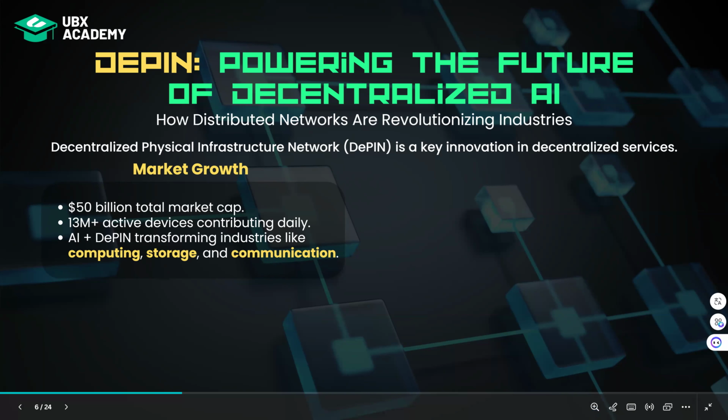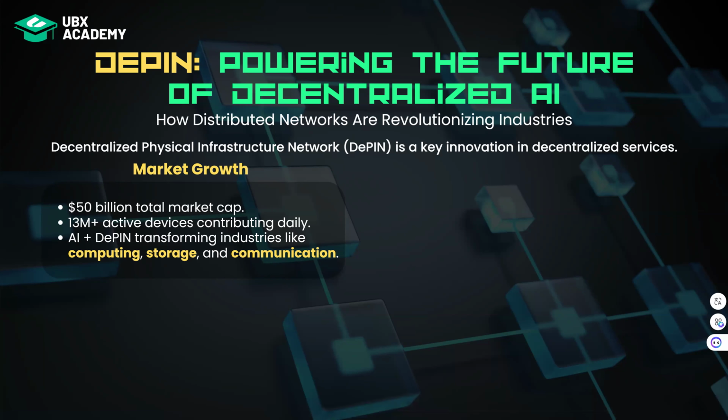So DePIN is revolutionizing the infrastructure that powers AI, creating a decentralized, community-driven ecosystem for data, computing, and storage. By combining blockchain and tokenomics, DePIN is democratizing access to AI and breaking down the barriers of traditional centralized systems.